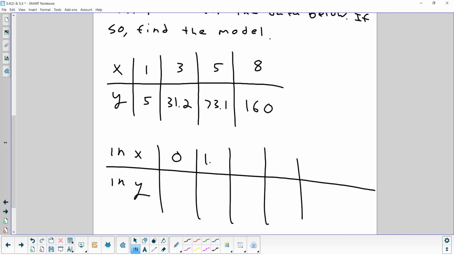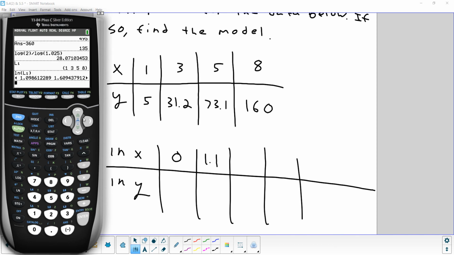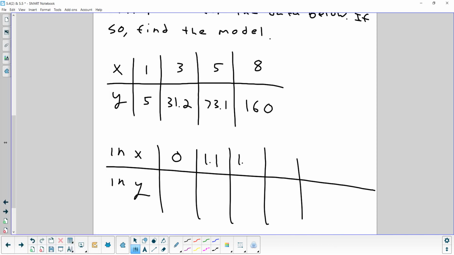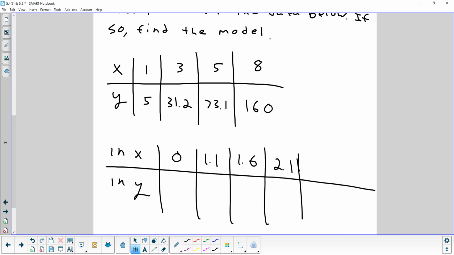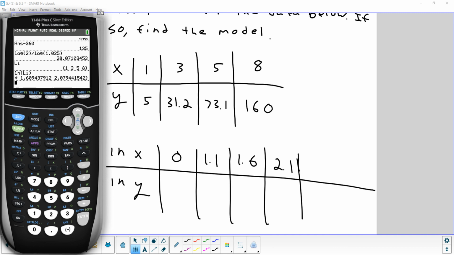So let's go 1.1, 1.6, and the last one, 2.1. Okay, there's the ln of all the x values. Now the ln of all the y values. So let's go ln, second, 2. We'll take the natural log of everything in L2. If you didn't put your y's in L2, then you need to put L3 or whatever list you used.